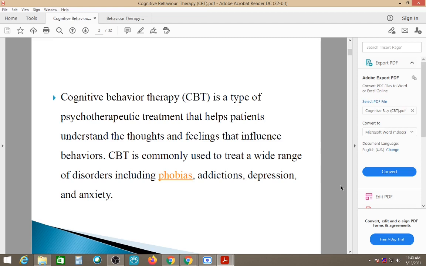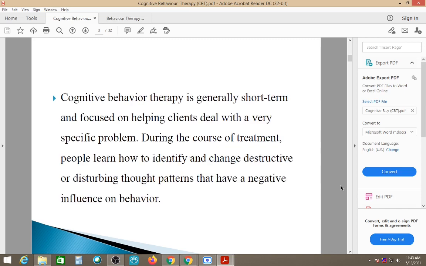Cognition means we change the thinking, the reward pathway of the rewarding of a client, right? Depression and anxiety. Now let's continue. So CBT is generally short term and focuses on helping the client deal with a very specific problem. That's why not all clients are a candidate for CBT.